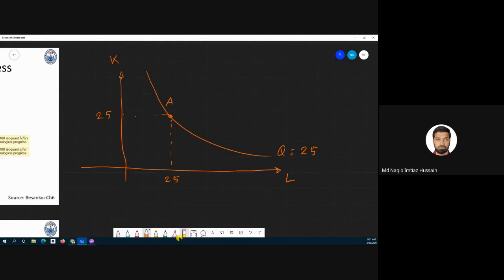But all of a sudden, let's say there was a technological change, and everybody becomes very efficient. Now you no longer require 25 people and 25 capital to produce 25 output. Instead of that, you need just 10 people and 10 machines to produce that 25. This was the before graph.